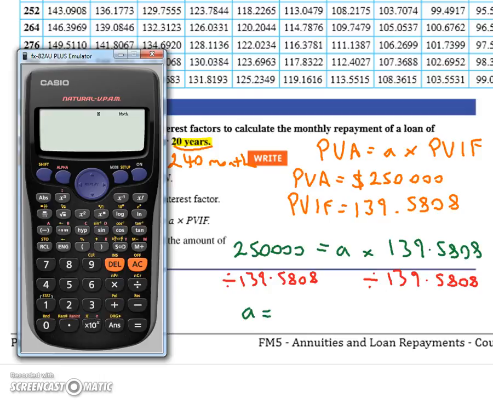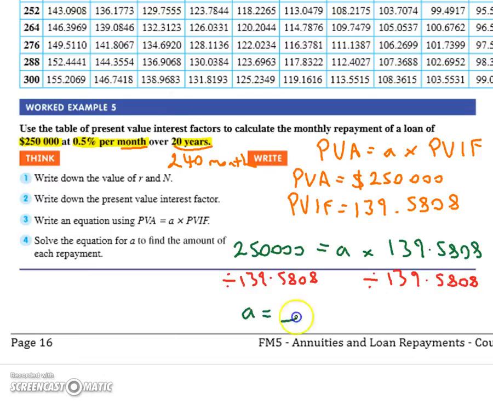All right, here we go. We've got 250,000 divided by 139.5808 equals 1791.08. So that is the monthly repayment. And that was more painful than I expected.